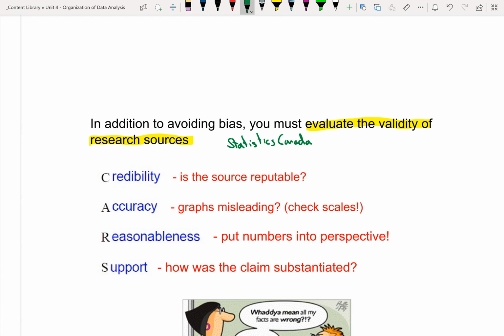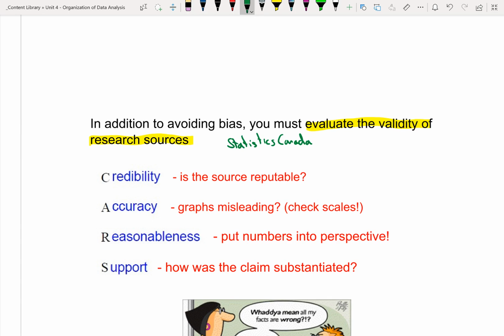but again, not all information you look up or all research or all data you get is going to come from Statistics Canada, right? If you're looking up specific information maybe about certain video games or certain sports or certain things that interest you or companies, you may want to look elsewhere. But when you do, you have to look at four things. And you can use the acronym CARS to help you sort that out.